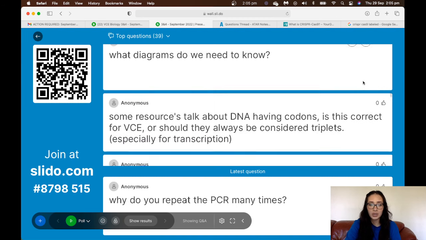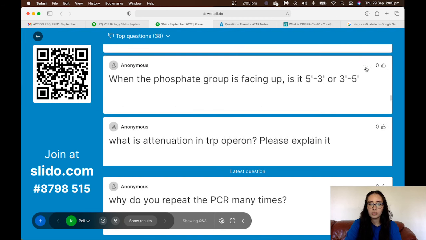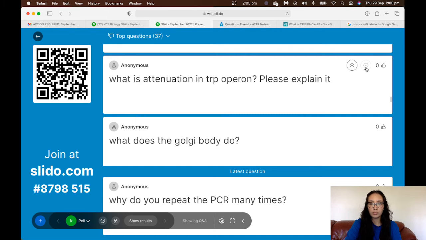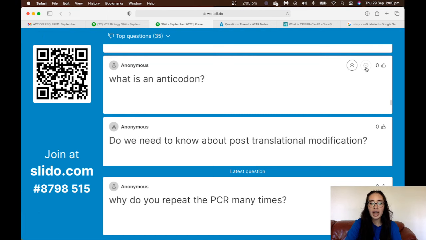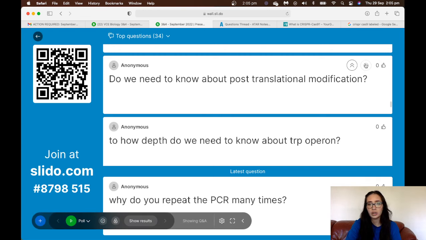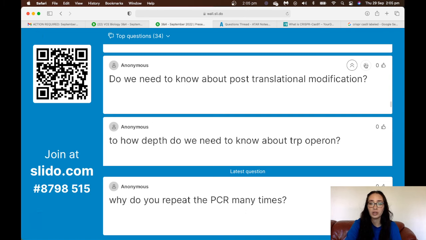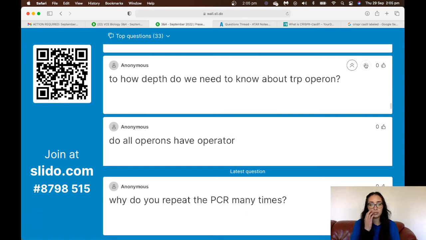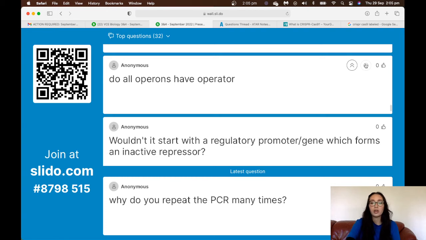I'm not sure what diagrams we need. Anticodon is a segment of a tRNA which reads the codon. Yes, you do need to know post-transcription translational modifications. Actually, no, you don't, not really. That's kind of just folding. So, okay, yes, you do need to know, because this is folding. We've covered that. I'm not sure if all operons have an operator. Usually they do, but they always have a promoter.